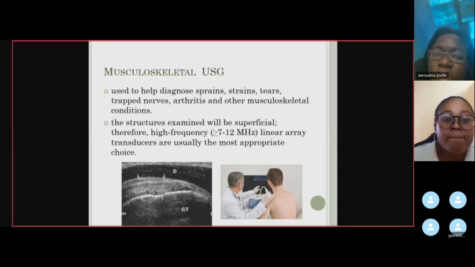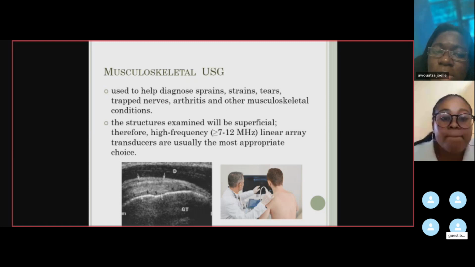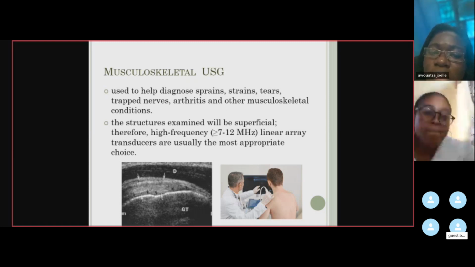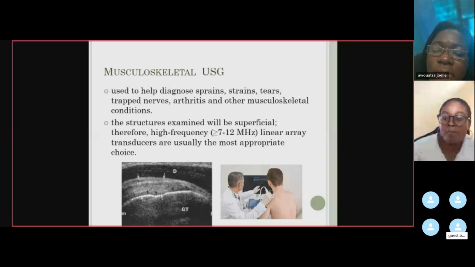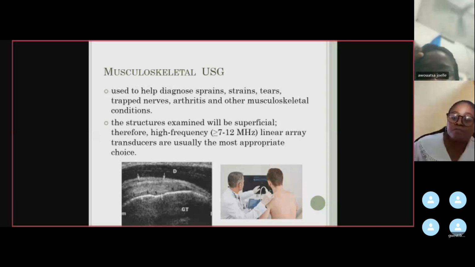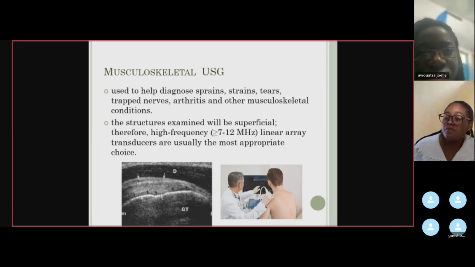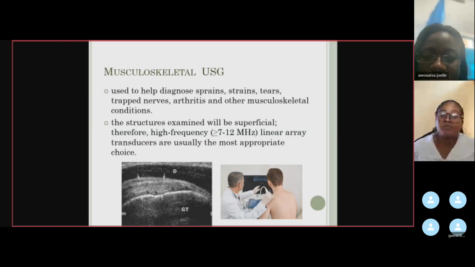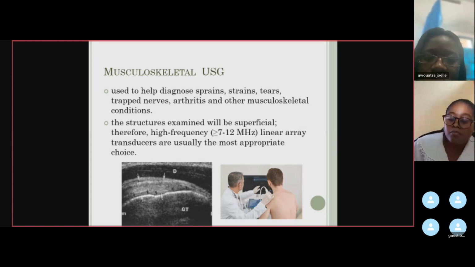Next, we move on to musculoskeletal ultrasound. Ultrasound is also used for musculoskeletal scanning, for example of the knees, to see the tendons and nerves and whether there is any tear or sprain. It is used for musculoskeletal conditions like arthritis, trapped nerves, tears, and sprains. The transducer we use is a very high frequency linear transducer, in the range of 7 to 12 megahertz. This picture shows a tendon.